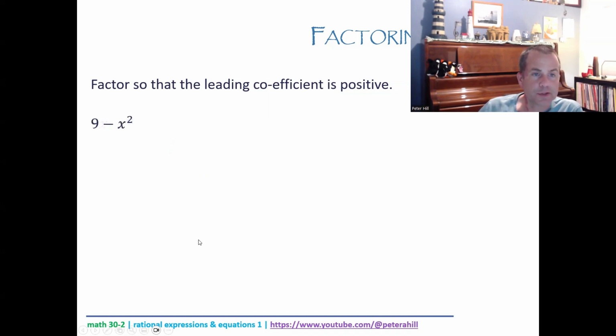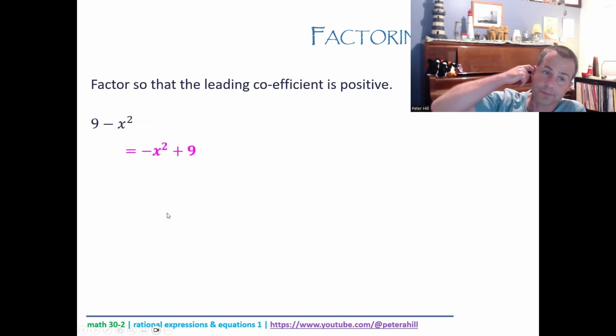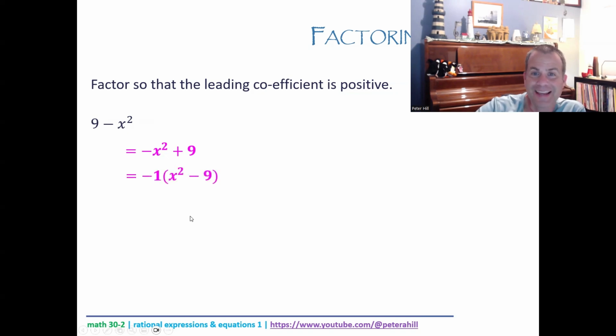9 minus x squared. The leading coefficient here is -1. It's on the x squared. Let's get it written in the right order. Then I'm going to factor out a -1. So -1 bracket x squared minus 9. And then, friends, what do you see? I see a difference of squares looking at me. So that's going to be x plus 3 and x minus 3. We take the square root of x squared, that becomes the front term. We take the square root of 9, that becomes the back term.